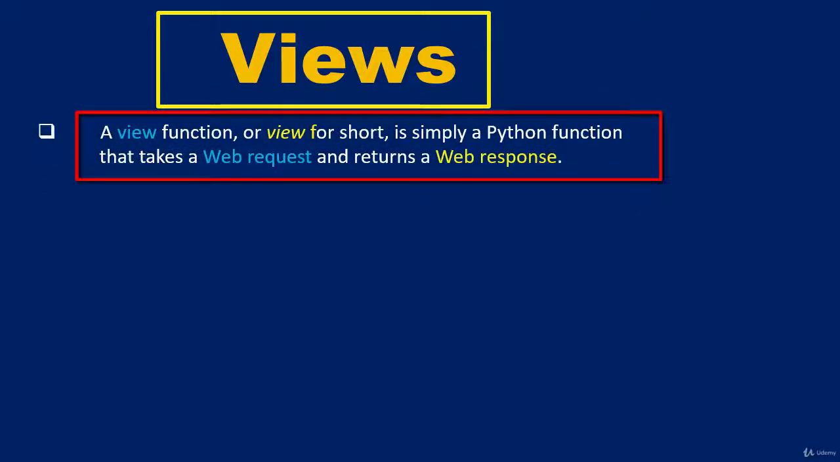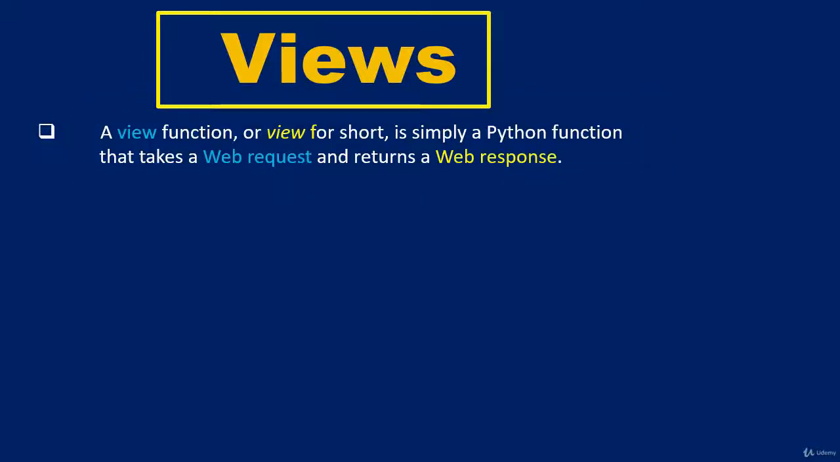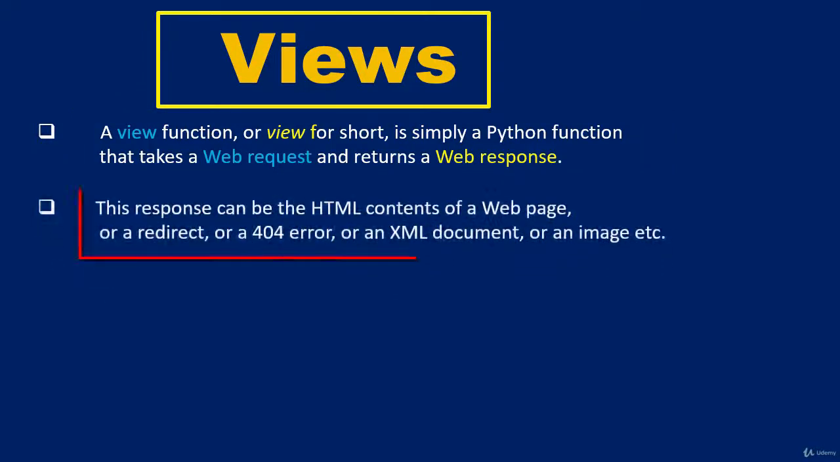So the response that you can get returned from a view could include HTML content of a web page. It could be a redirect or a 404 error. It could even be an XML document or even an image. So really you can return anything as a response. The most important thing you need to remember is that a view is a Python function that takes in a web request and returns a web response.